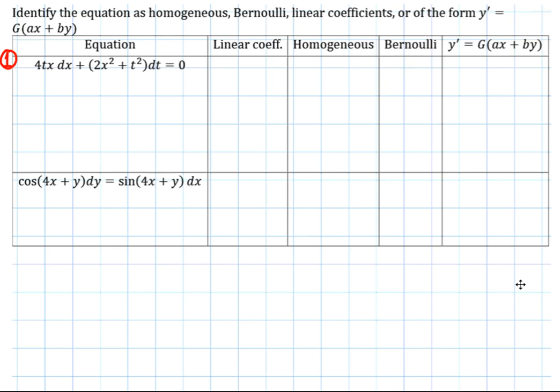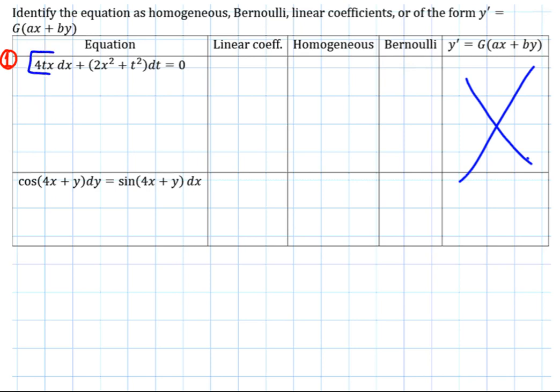Next we go to the Bernoulli equation. Is that difficult to determine? We do that later. It is not going to be in the form of ax plus by, so we know that's not going to be this, because we have x squared plus t squared, so it's not going to be that for sure. Now we look at the terms.